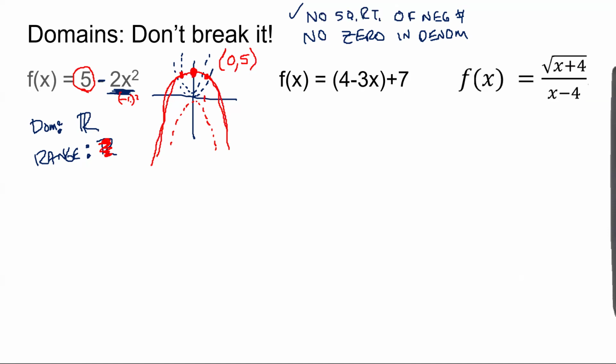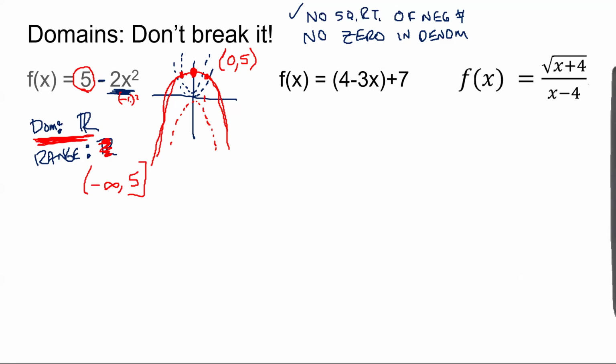So for my range, I can go from negative infinity all the way up to 5, including 5, and that would be my range right there. I guess we're kind of more interested in the domain coming out of these, but it's good to think about the range too. This next one, same deal.